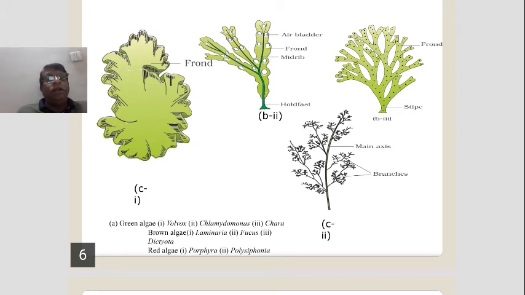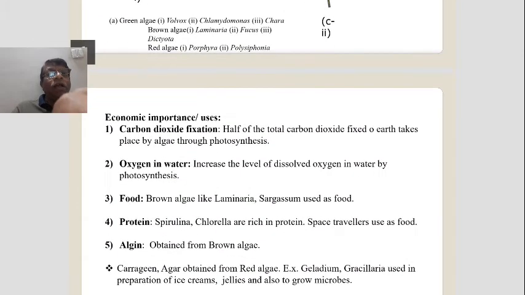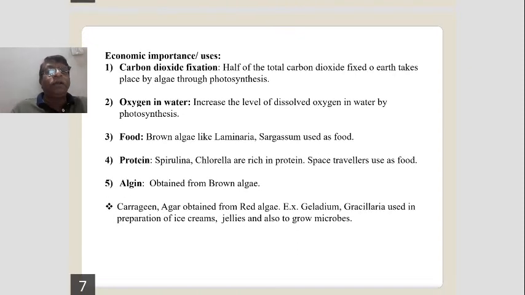Today in this class, let us see the economic importance of algae. Very important for 1 or 2 marks. Even sometimes it may be for 3 marks. Write note on economic importance of algae. First economic importance, carbon dioxide fixation.